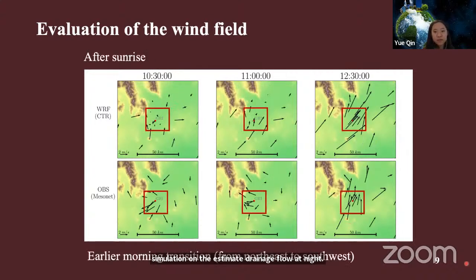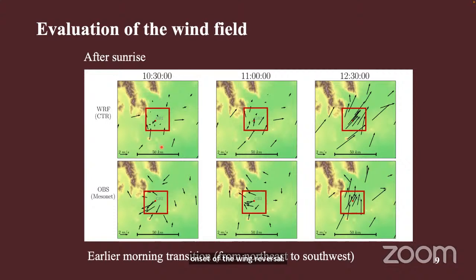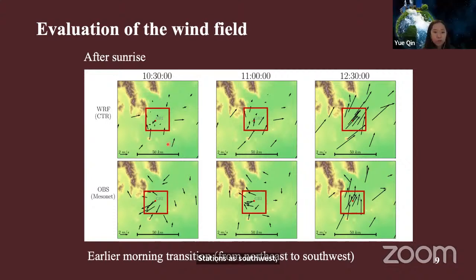Then after sunrise, the temperature inversion is gradually destroyed by radiative heating. So we will see the transition between downslope wind to upslope wind. At 10:30 a.m., the wind is very weak in simulation, indicating an onset of the wind reversal. Stations at southwest and southeast INL are already showing upward flow. And the GREE flux tower site is under the competing effect of both downslope wind and upslope wind. So the flow seems to cease and experience a lot of intermittencies.